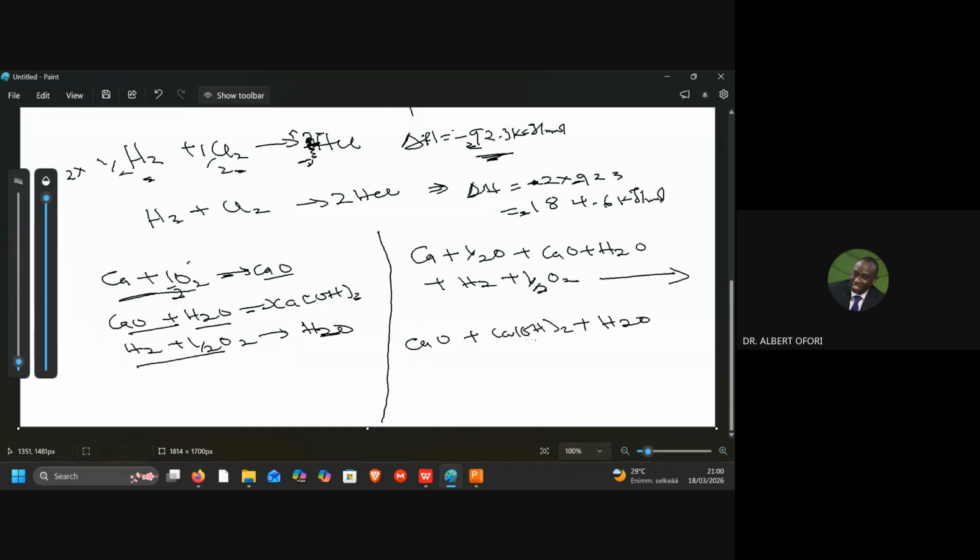You see that? Now, at the product side, I have calcium. At the reactant side, I have calcium. At the product side, I have water. At the reactant side, I have water. What is left? What is left is this plus this. So that gives you calcium plus oxygen, half plus half, that is 1. Then plus hydrogen gas. That's the reactants giving you products, which is only calcium hydroxide.